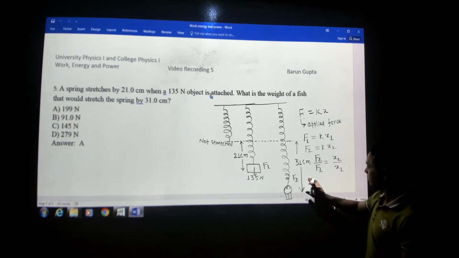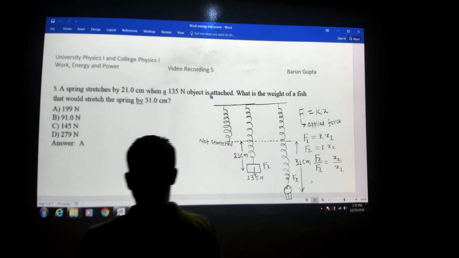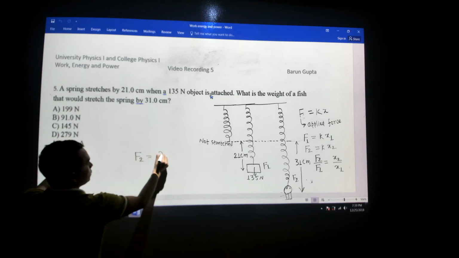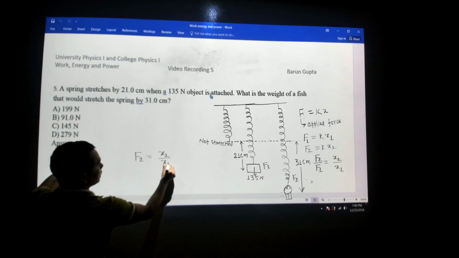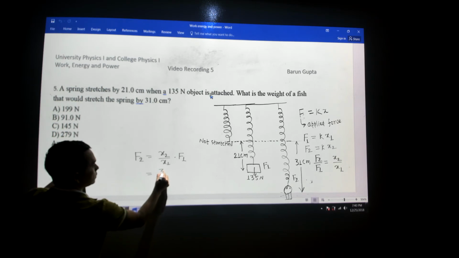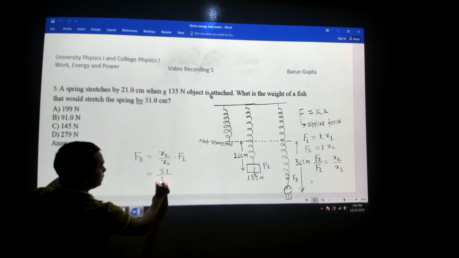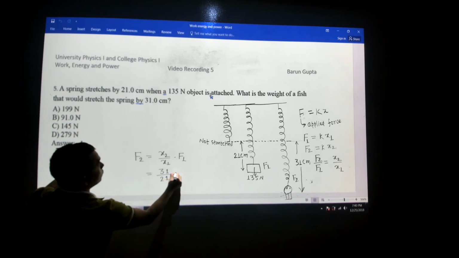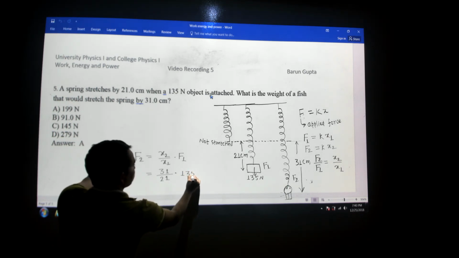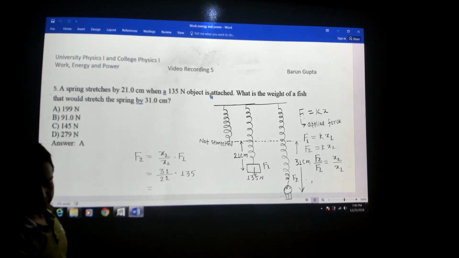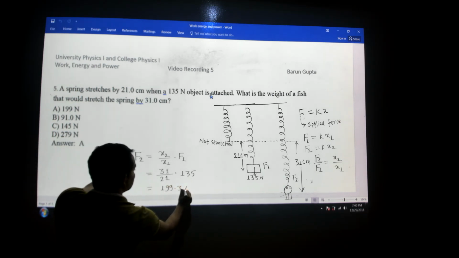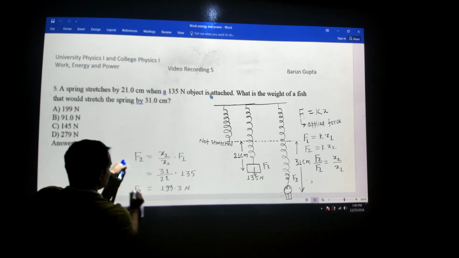Okay, let me write down on this side now. From that equation, F2 would be simply equal to X2 over X1 times F1. X2 is 31, X1 is 21, and the first force is 135 Newton. If you do your math, the answer you will get is 199.3 Newton. So that's the weight of the fish.